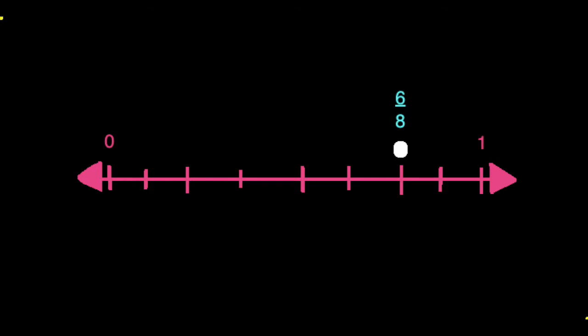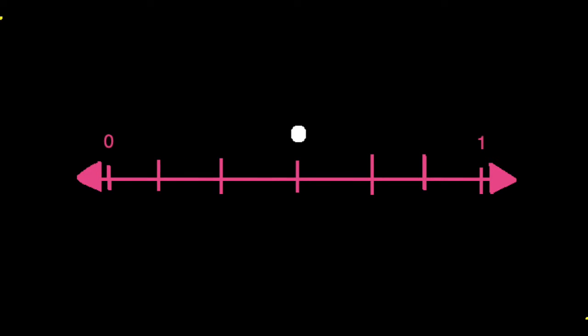The correct answer to this one is 6/8. There are 8 spaces between 0 and 1 and 6 sticks that are after the 0. That makes for 6/8. Pause the video and try this one now.